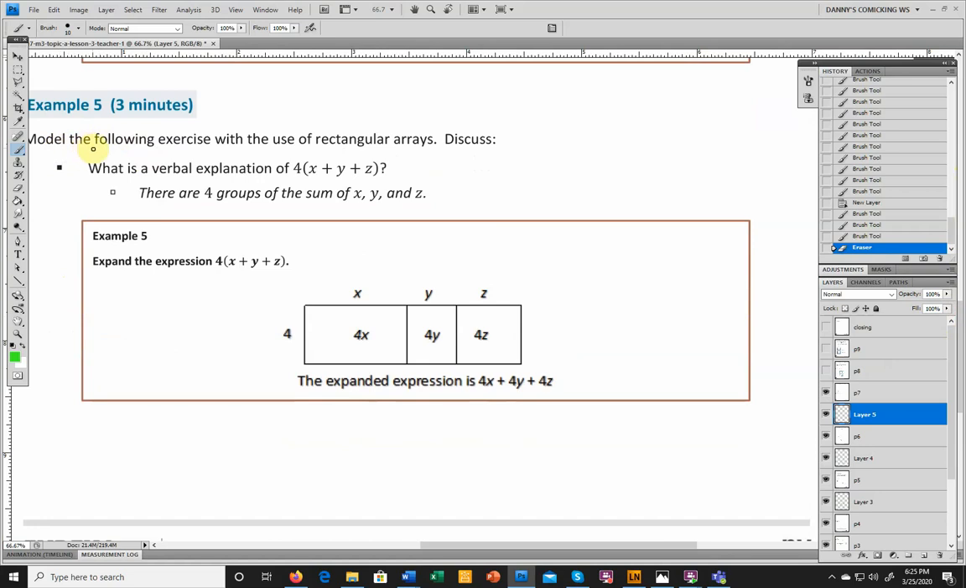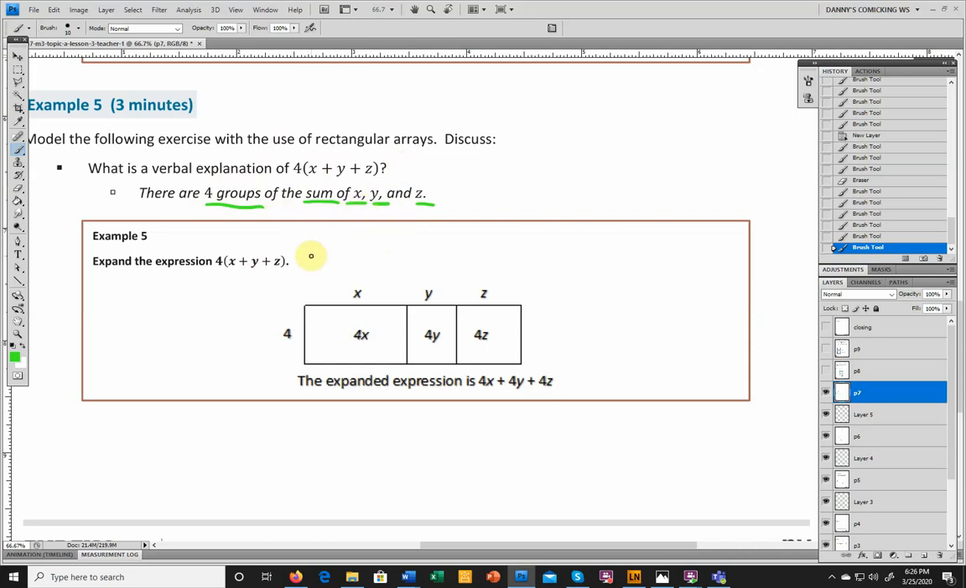Example 5, following the model, the following exercise with the use of rectangular arrays and discuss. What is a verbal explanation of 4 times x plus y plus z? There are 4 groups. This is the explanation. There are 4 groups of the sum of x, y, and z.